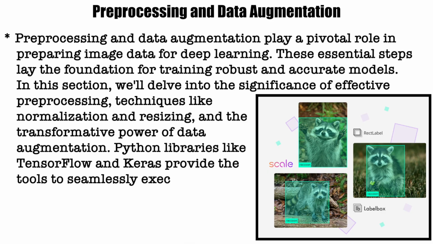Pre-processing and data augmentation play a pivotal role in preparing image data for deep learning. These essential steps lay the foundation for training robust and accurate models. In this section, we will delve into the significance of effective pre-processing techniques like normalization and resizing, and the transformative power of data augmentation. Python libraries like TensorFlow and Keras provide the tools to seamlessly execute these processes.